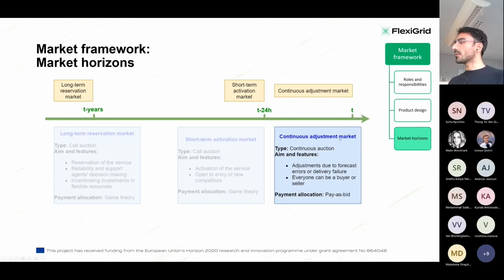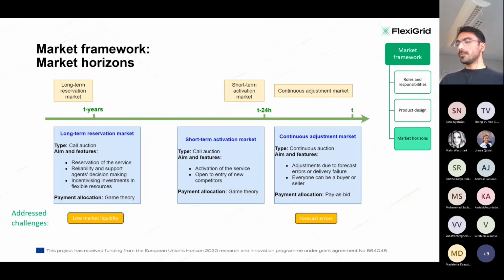The continuous adjustment market is for addressing the issue with the forecast errors. So in case you see your forecasts are changing, you can adjust here in the continuous adjustment market. And it's a continuous auction because we want a transaction throughput as fast as possible. So to address challenges: the reservation market, we hope, helps increase the liquidity by incentivizing investments in flexible assets, and the continuous adjustment market helps with adjusting according to the forecast errors.